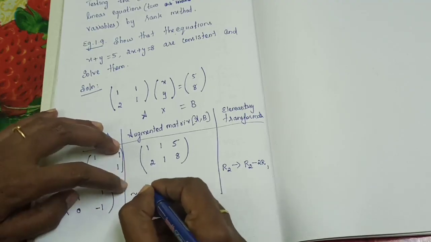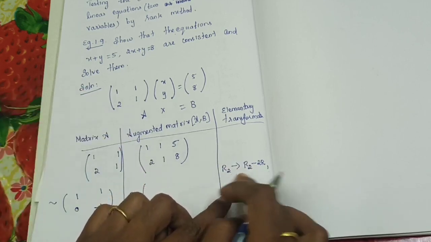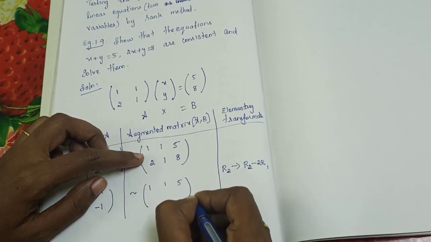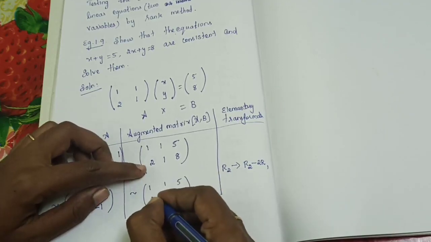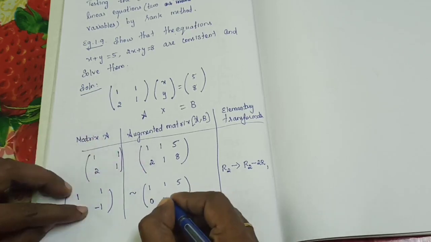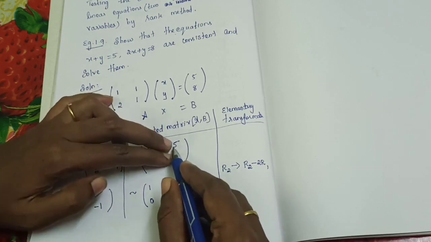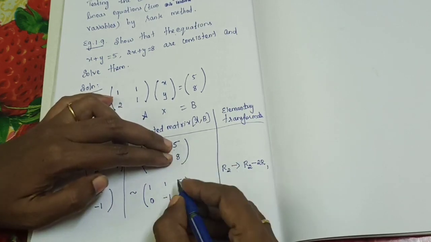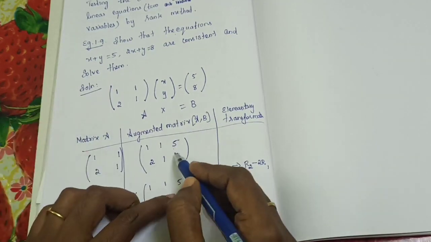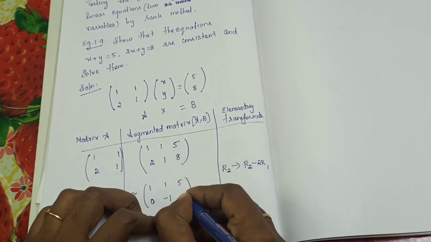For this also we want to apply the same. So what will happen? 1, 1, 5, this is the same. Then R2 minus 2 R1: 2 minus 2 is 0. Then 8 minus 2 into 5. Is it right? So 8 minus 10 means minus 2.